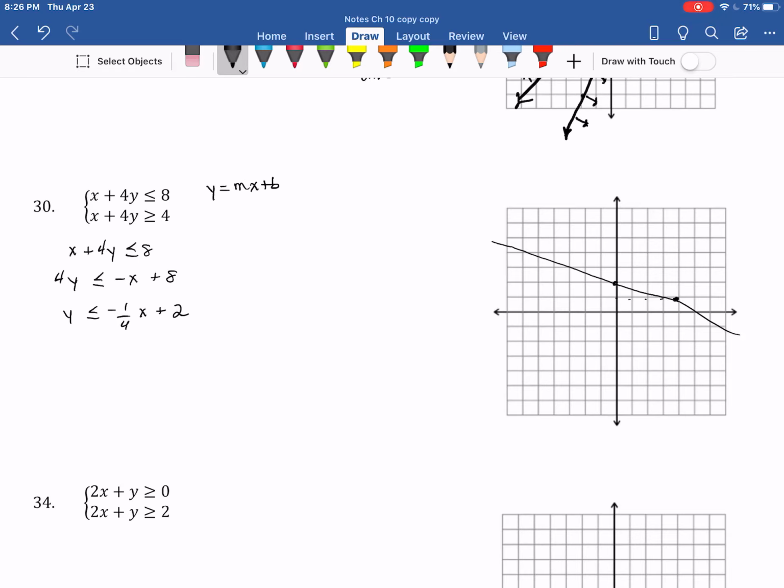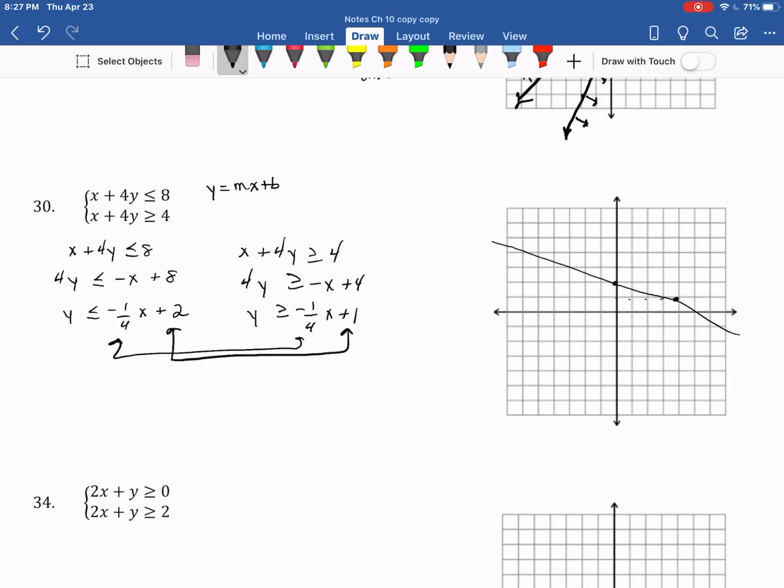Now the second inequality, I'm going to once again rearrange the pieces the same way I just did. I want that y to be by itself. I get 4y is greater than or equal to negative x plus 4. Divide everything by the 4. So y is greater than or equal to negative 1/4 x plus 1. Now, I don't know if you noticed this, but in this case I have the same slope. The slopes are the same. The y-intercepts are different.